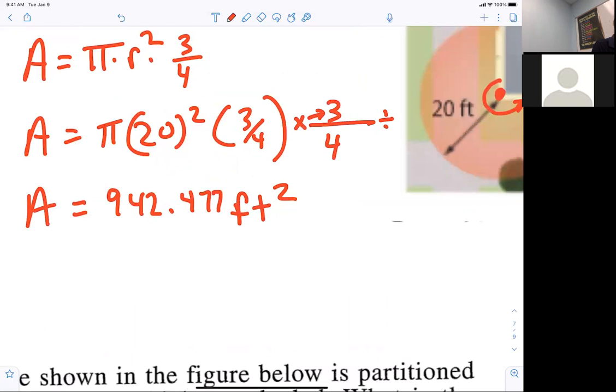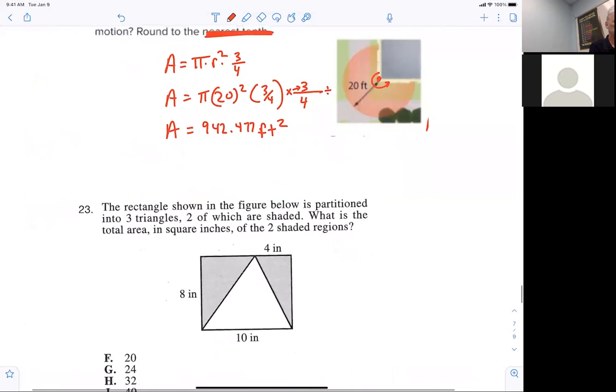Did you know that? 3/4 means times 3 divided by 4. You with me? So if I want 3/4 of something, I'm going to multiply by 3 and then divide by 4. I can also divide by 4 and multiply by 3. Same thing. You with me now? All right. Here we go.